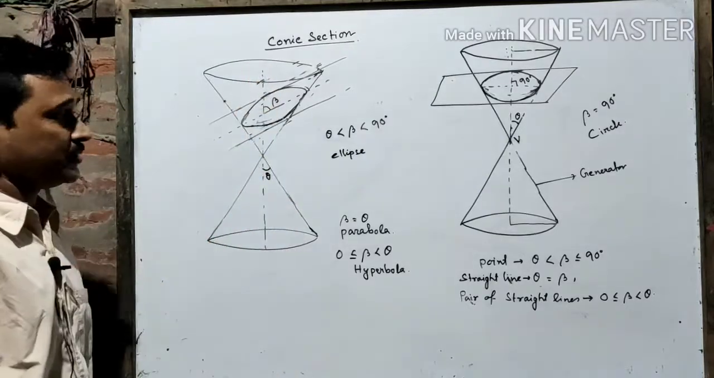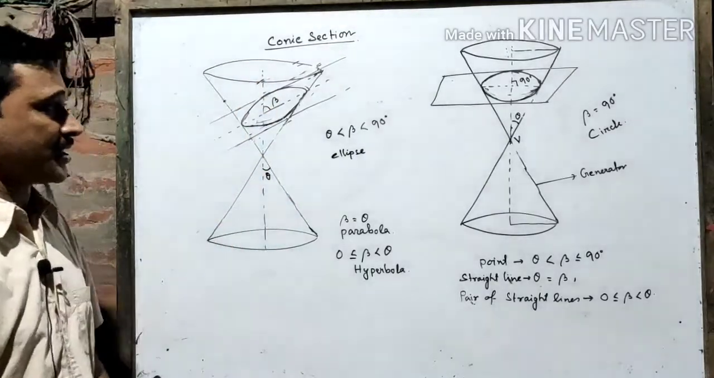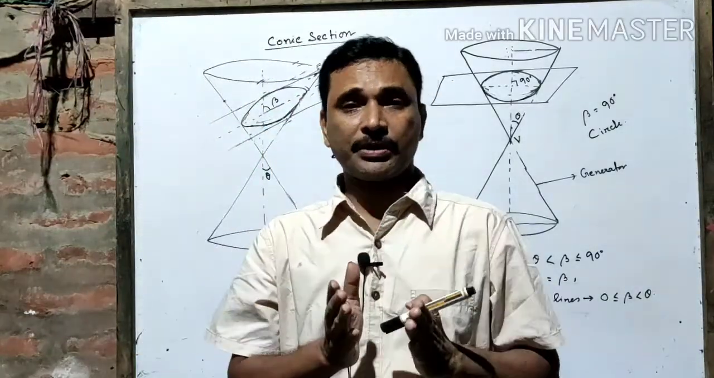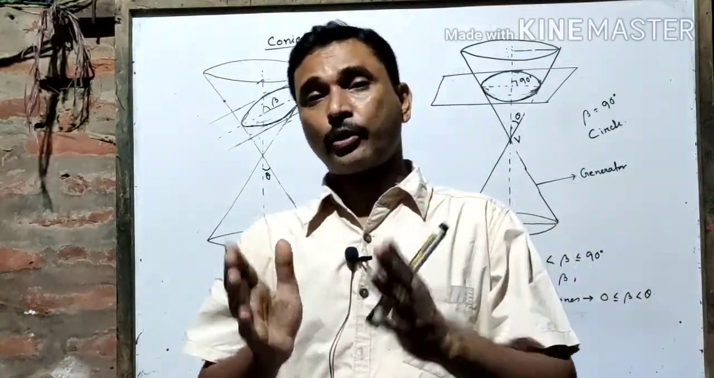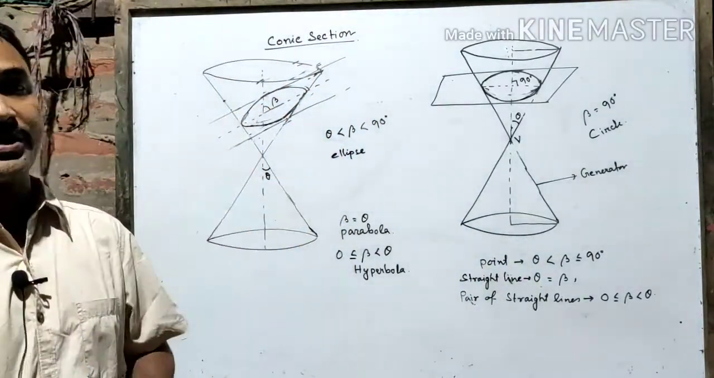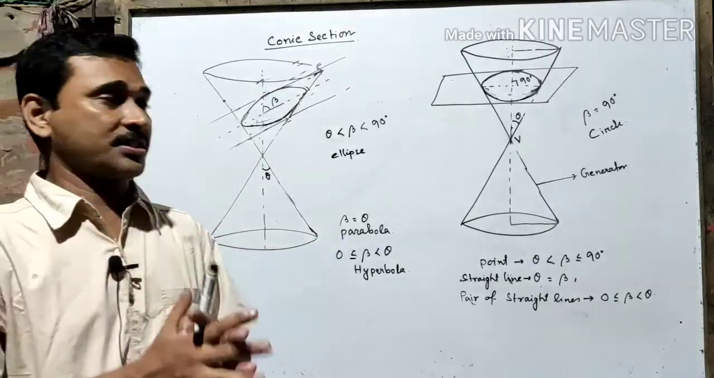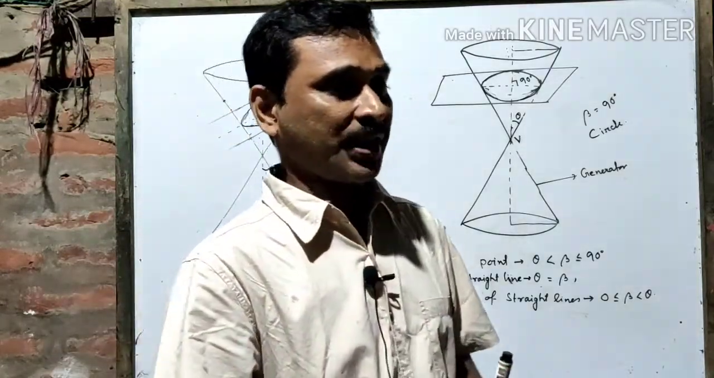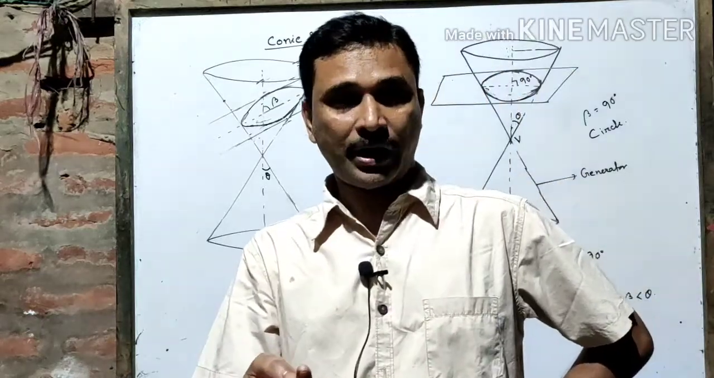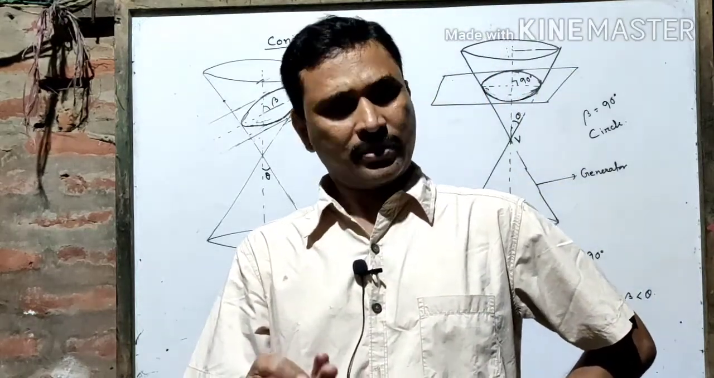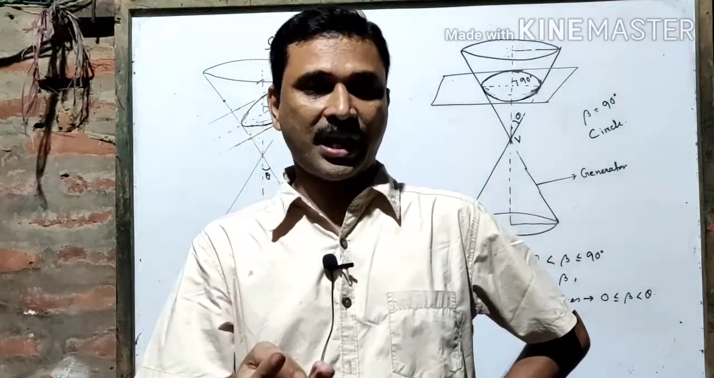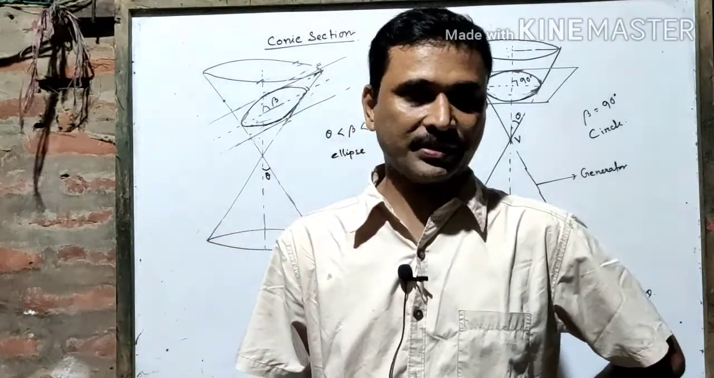this is a double cone. This angle is known as the vertex angle, and when a plane cuts a double cone, that is known as a conic section. Okay, when a plane cuts a cone, we get a conic section, and that conic section may be an ellipse, a parabola, a hyperbola, or in special cases maybe a circle, a point, a straight line, or a pair of straight lines.